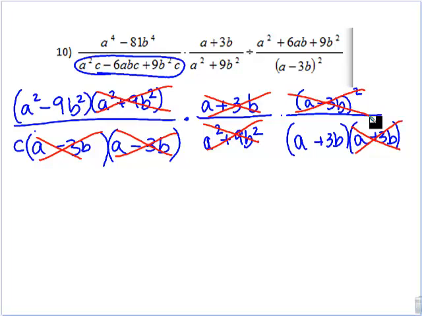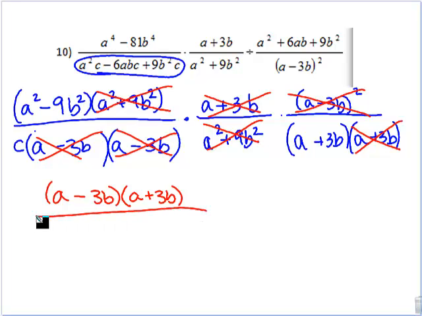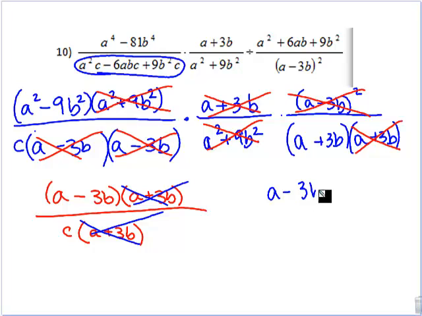But we do have an a squared minus 9b squared. Can that be factored one more time? Yeah. How can this be factored? A minus 3b times a plus 3b. That's the only thing we had left in the numerator. So now the denominator, we have a c left, and we have a plus 3b. Okay, and then from here we could cancel the a plus 3b's out. And so we are left with a minus 3b over c.